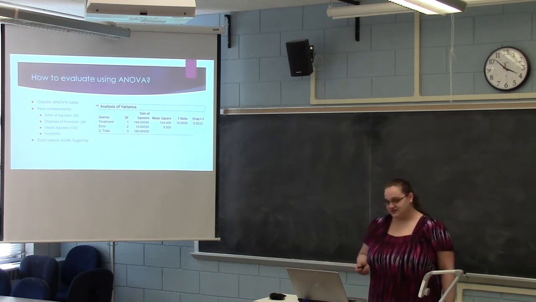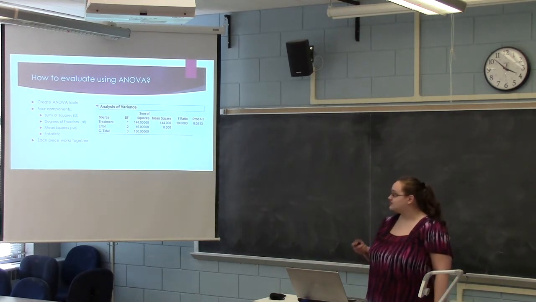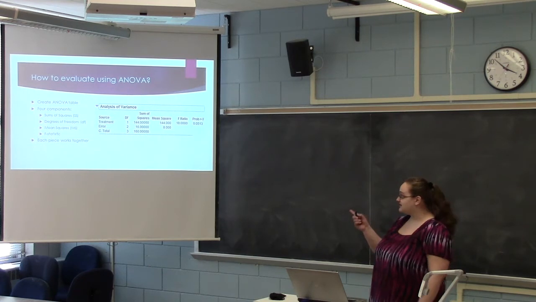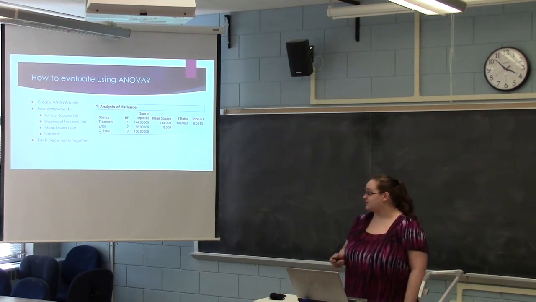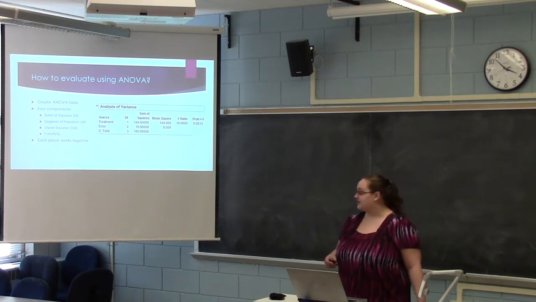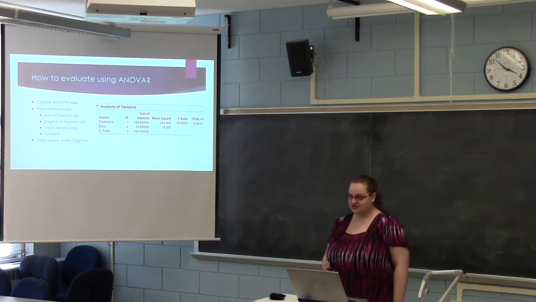And how do we evaluate using the ANOVA? You start by creating an ANOVA table, which consists of 4 components, as you can see from the picture. There's a column for the sum of squares, the degrees of freedom, the mean squares, and the F statistic. And the table is important as each piece works together in your analyses at the end.